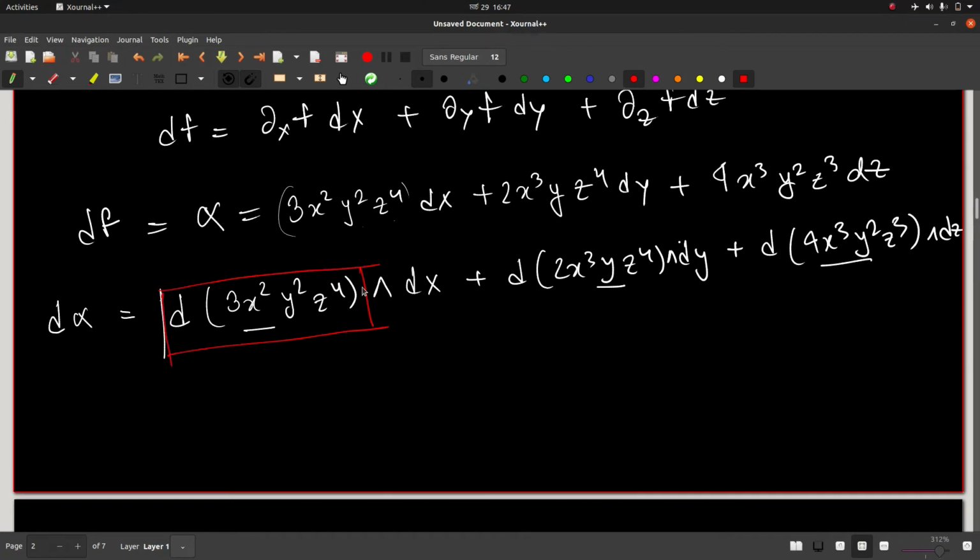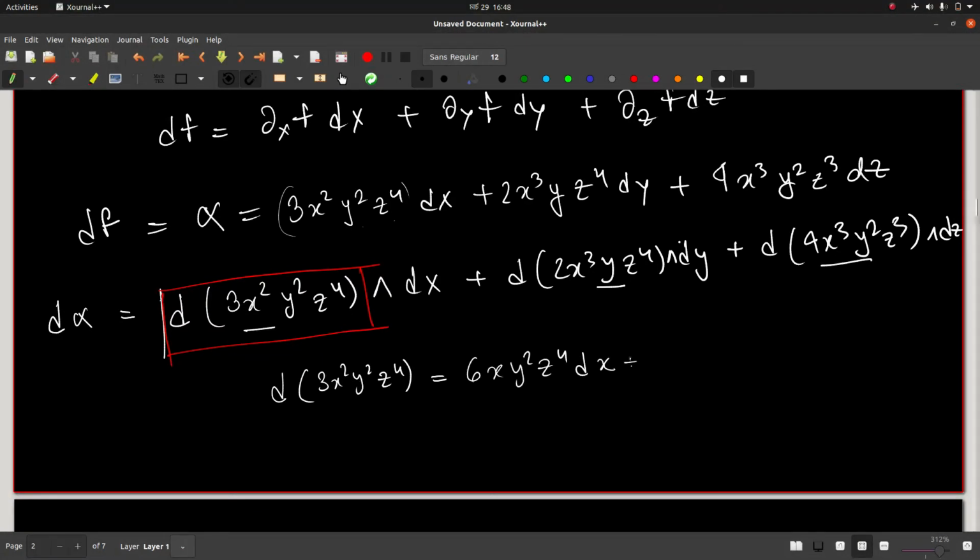You know how to do it already. Since this is a function, which is a zero form, you just write d of 3x square y square z to the power 4 as follows. This is nothing but, first take the partial derivative with respect to x and leave the other terms alone, and this will give you 3, and there will be a 2 multiplier, so it will be 6x y square z to the power 4.